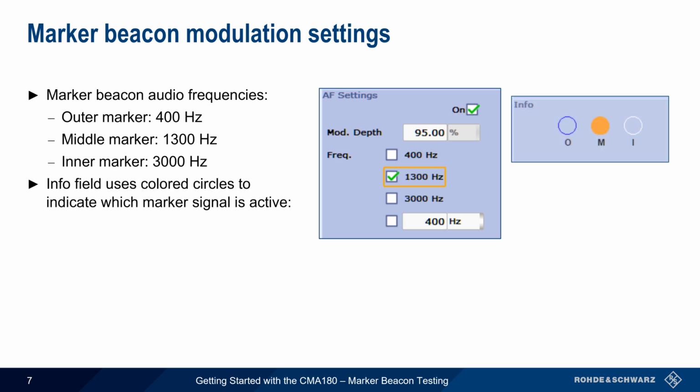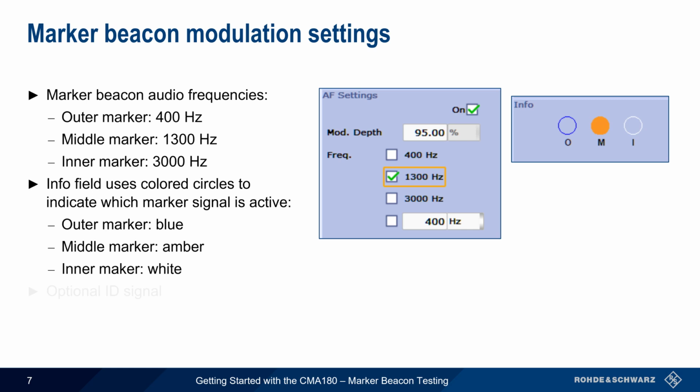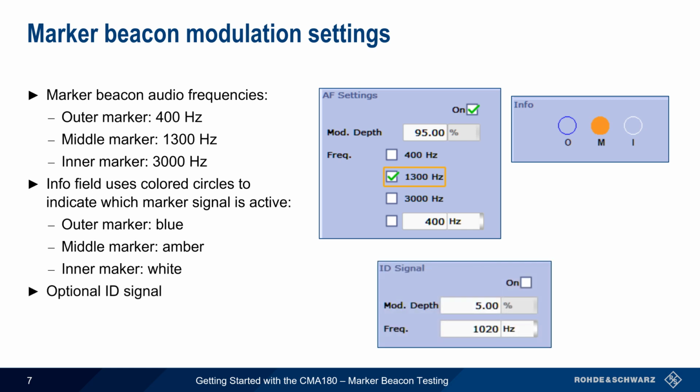The info field in the upper right portion of the main screen uses circles with the standard colors to indicate which marker signal is active. Blue stands for outer marker, amber for middle marker, and white for inner marker. And finally, the optional ID signal can be enabled, which adds a user-specified tone with a definable modulation depth to the generated marker beacon signal.